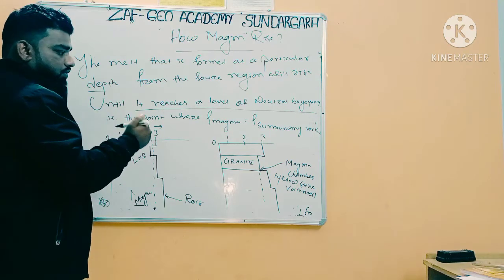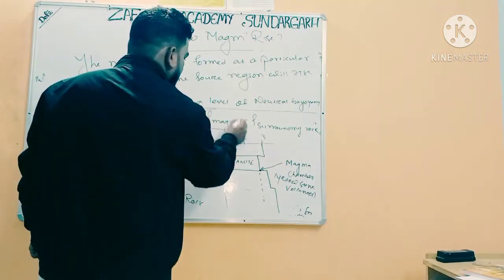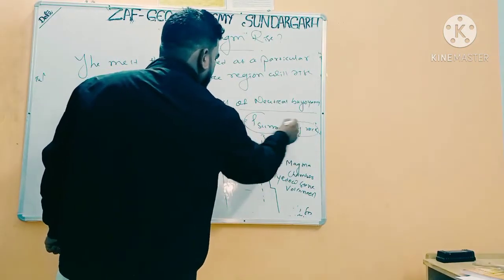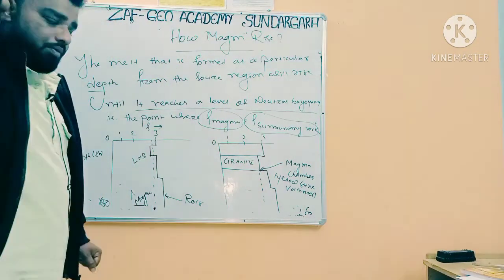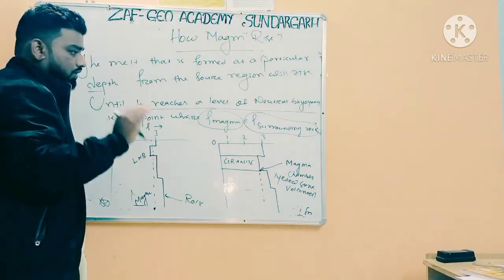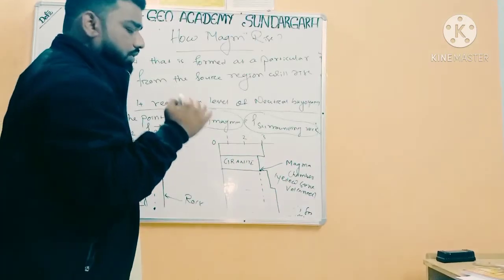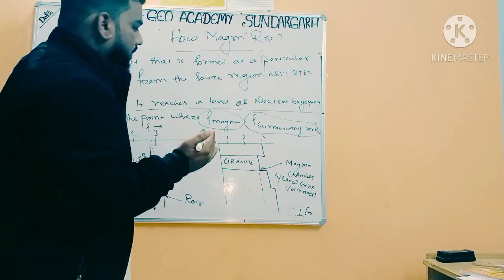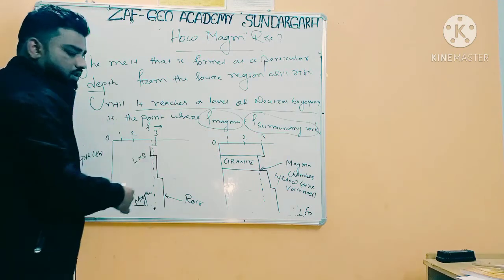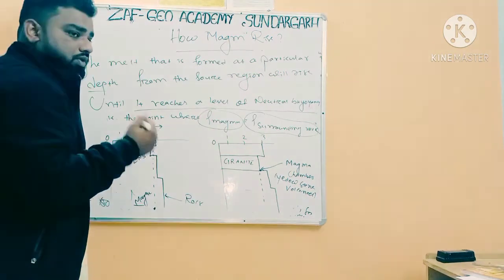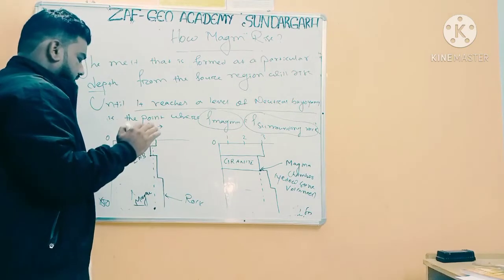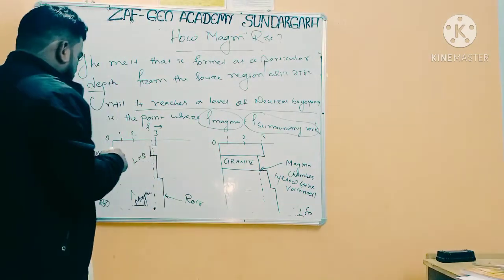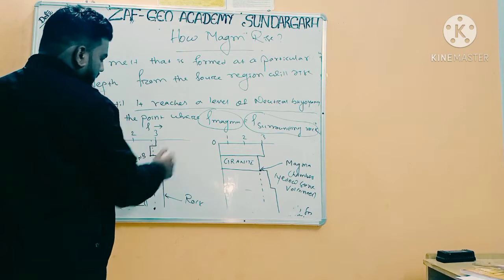That is the point where the density of magma equals the density of the surrounding rock. When the density of magma equals the density of the surrounding rock, it will stop there. Up to that particular point, the level of neutral buoyancy, the magma will rise upward. I have illustrated this in the diagram.